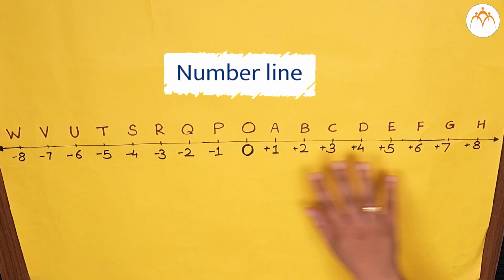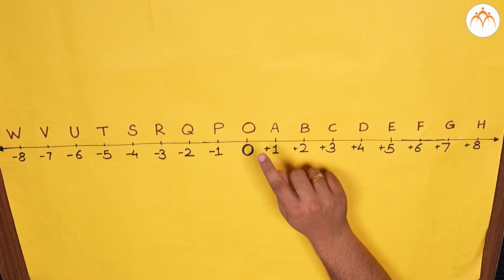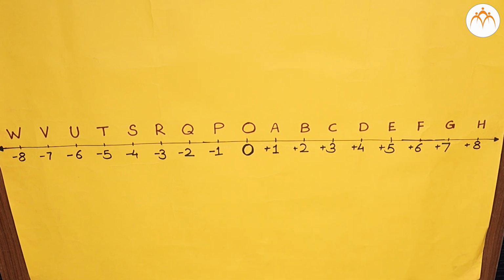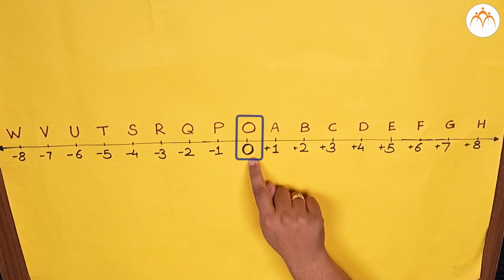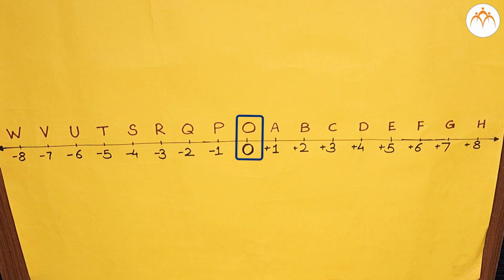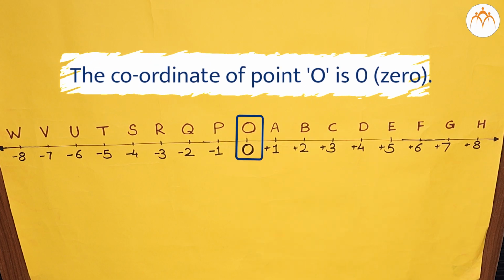Hello students. Today we are going to learn about the number line, the coordinates, distance and collinearity between the points. First of all, look at this number line. Here you can see the letters associated with each number on the line. The point O represents the number 0. This means that the coordinate of point O is 0.